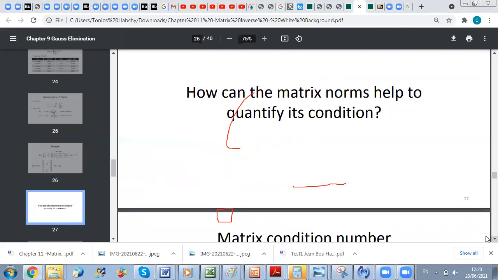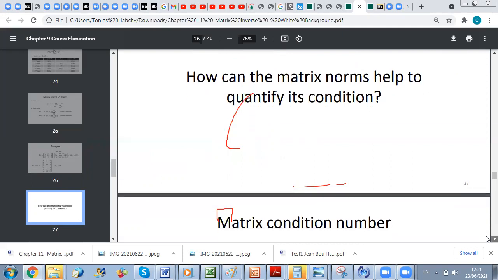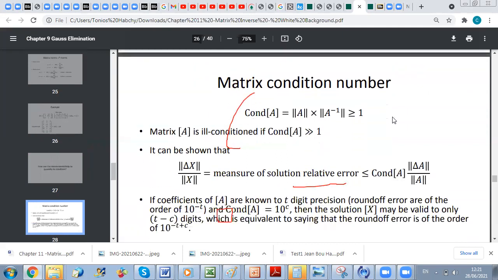Previously, we developed techniques, but these techniques were not able to give us a strict answer, and this is the condition of a matrix. These techniques just help us to say if it's probably ill-conditioned or very ill-conditioned or well-conditioned, okay? So now we can say in numbers what is the condition of the matrix.